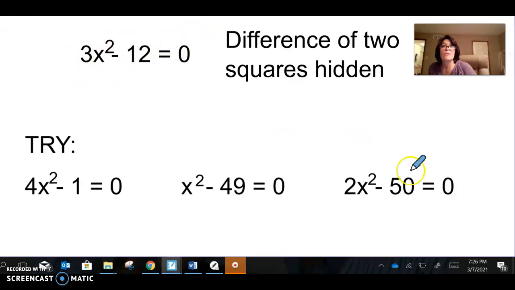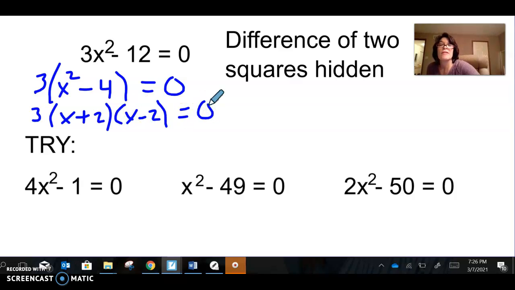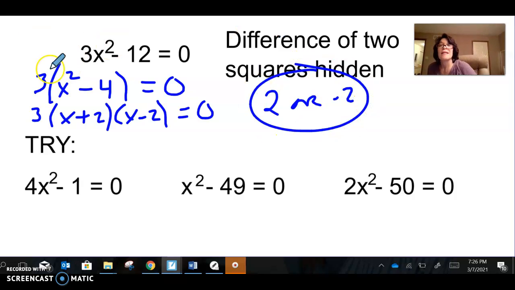Sort of like this one. I notice I can take a 3 out first. 3 goes into 3, and 3 goes into 12. So now I have 3 times x plus 2, x minus 2. And I can see my two answers are 2 or negative 2 pretty quickly. Before, I'd be like, that's not the difference of two squares, right? 12 isn't a perfect square. 3 isn't a perfect square. But once I took the 3 out, I saw it.